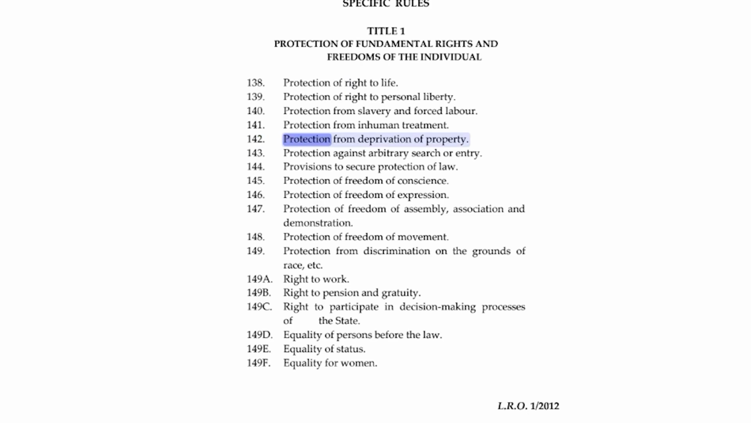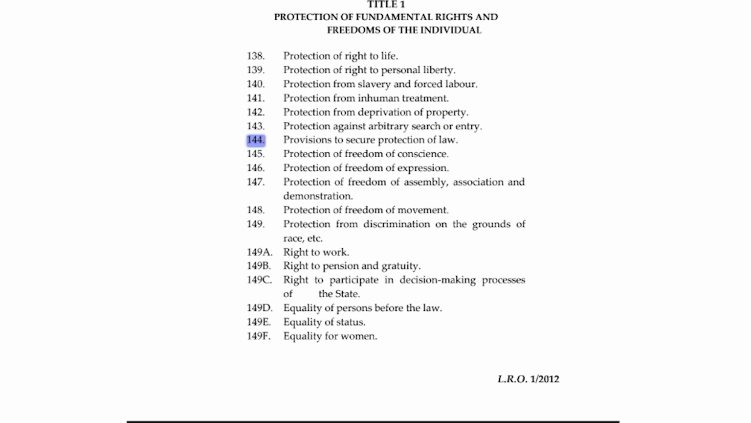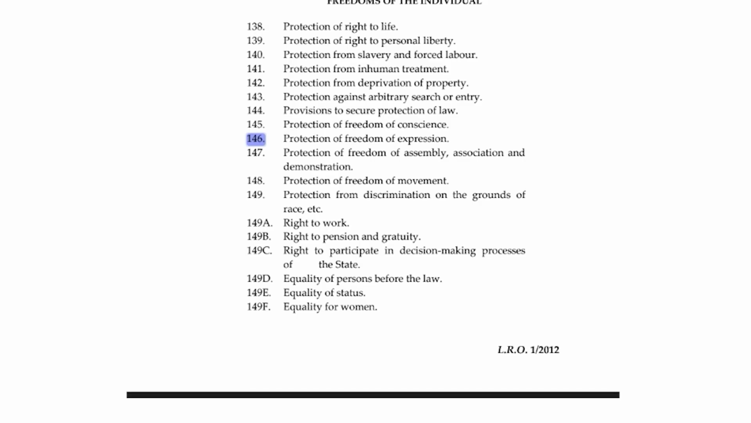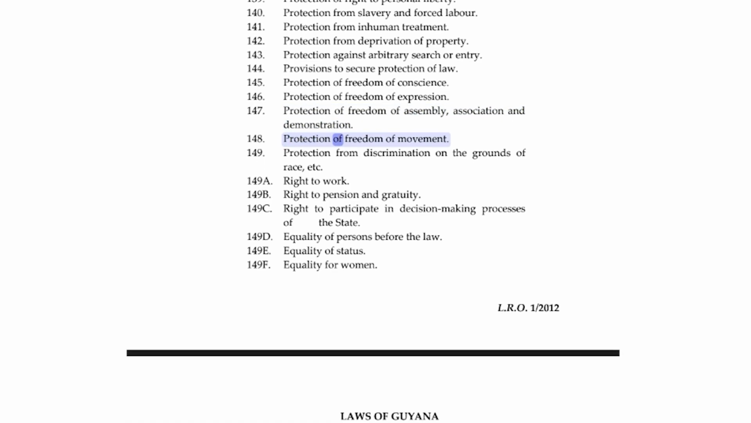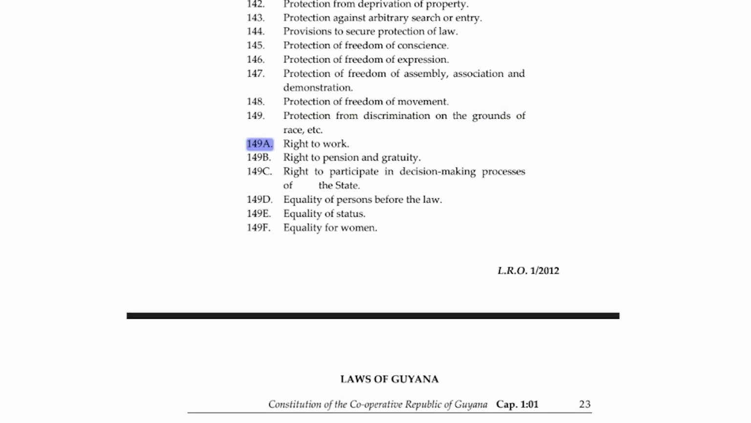142. Protection from Deprivation of Property. 143. Protection against arbitrary search or entry. 144. Provisions to secure protection of law. 146. Protection of freedom of expression. 147. Protection of freedom of assembly, association and demonstration. Protection of freedom of movement, protection from discrimination on the grounds of race, etc.